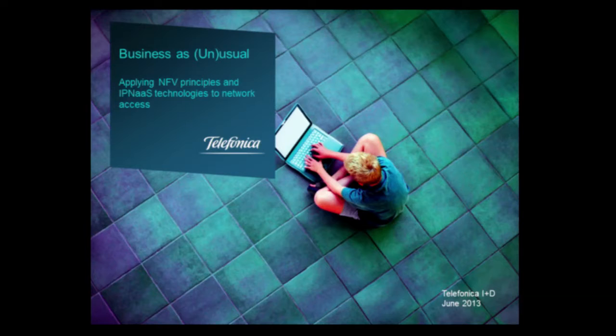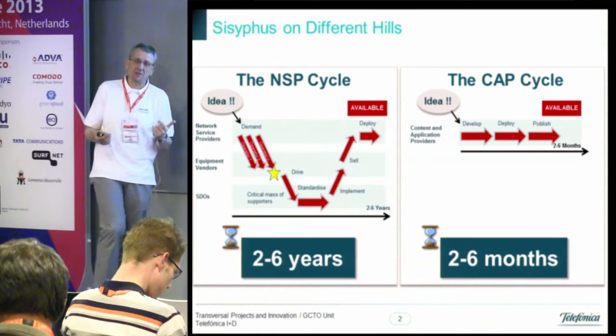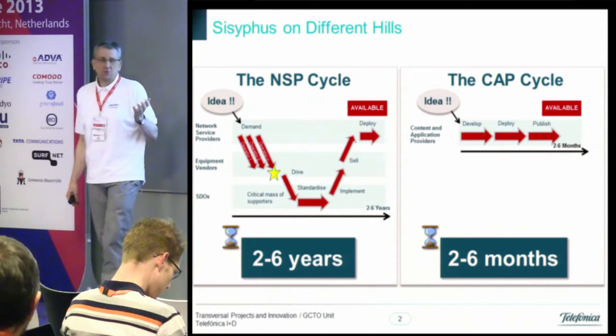Just to justify what NFV is, this is the comparison that we use internally between the different development cycles that network service providers, on the one side, and content and application providers, on the other, have to follow when they want to deploy a new service in the market. For the network service provider, it is very dependent on hardware, on hardware vendors being able to agree and standardize and go through lengthy processes and discussions, because there is a lot of money involved. So the typical cycle, from an initial idea until you are able to exploit it in the market, takes between 2 and 6 years.